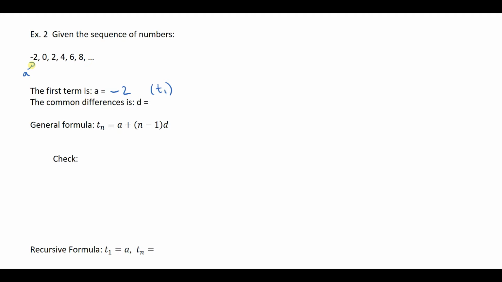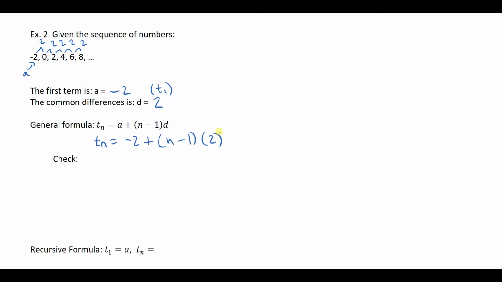What is the common difference? So what are we going up by every time? This is very similar to finding first differences with linear equations. So we have a common difference of 2. So we can figure out the general formula. Tn is equal to a, which is minus 2, plus n minus 1 times 2.